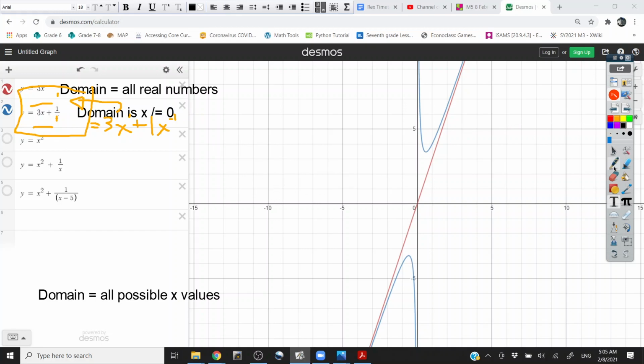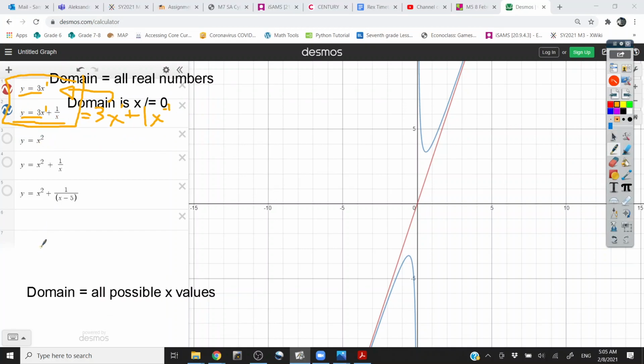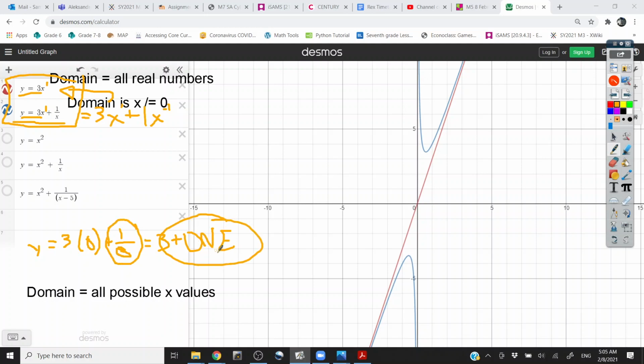Why is that? Well, if I take that function and plug in 0, I get y equals 3 times 0, no troubles yet, plus 1 over 0. Well, this is like 3 plus something that does not exist, because this piece does not exist. So it hits issues. That's why at x equals 0 we have this vertical asymptote going on here. It's because x cannot be equal to 0. So what happens on both sides of it?